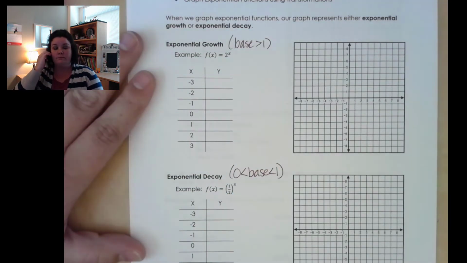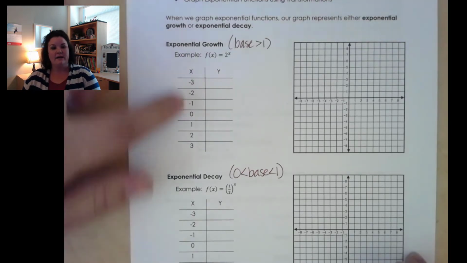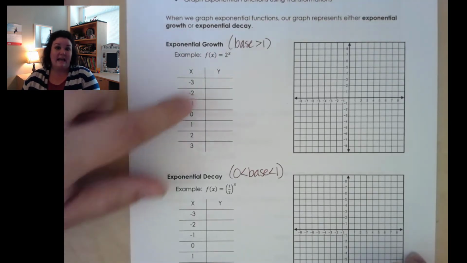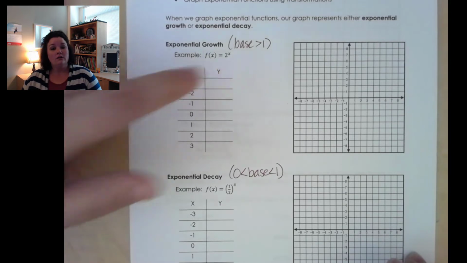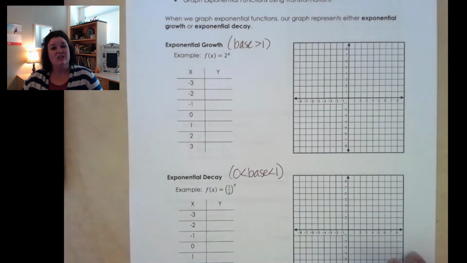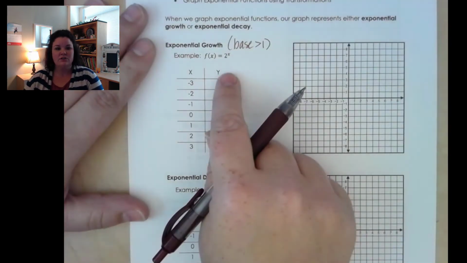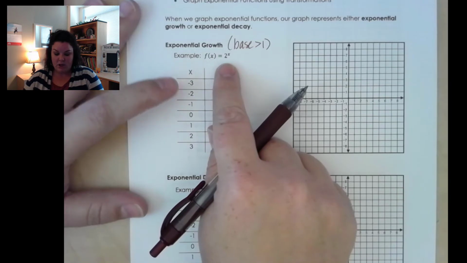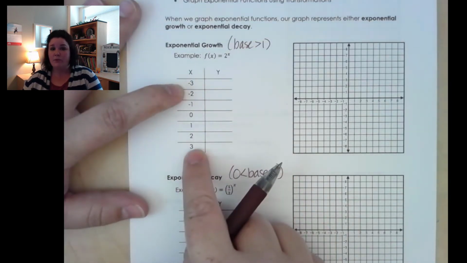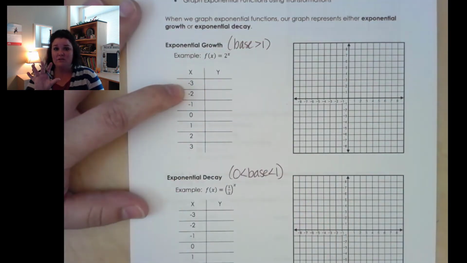So I'm going to just show you these two examples. One, so that you see how to make an XY table for any exponential graph, and then also so that you can see what the general shape looks like for whenever you start doing these on your own. Okay, so let's look at 2 to the x, and I'm just going to plug in these x values. Most of the time when we graph these, we want to have 5 values just because it makes our sketch a little bit prettier and it makes it easier to analyze our graph once we have it plotted.